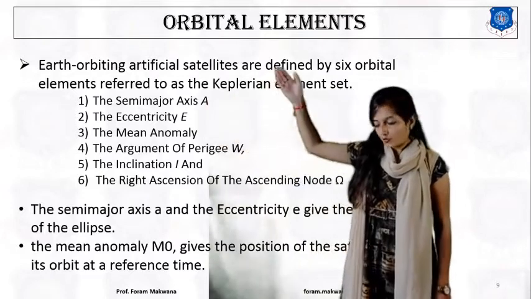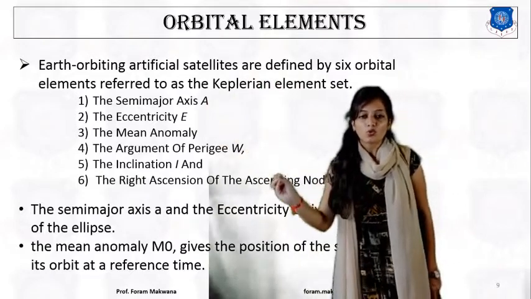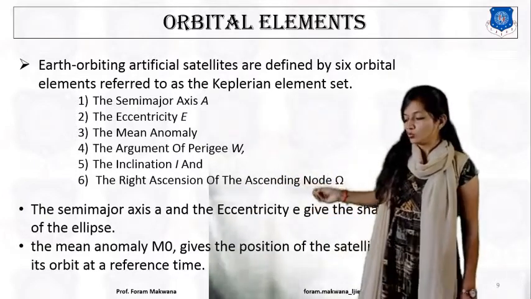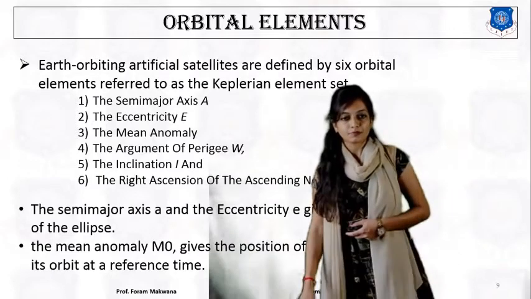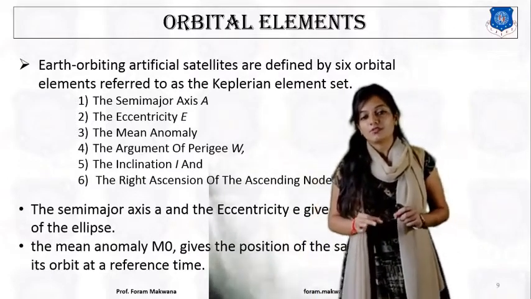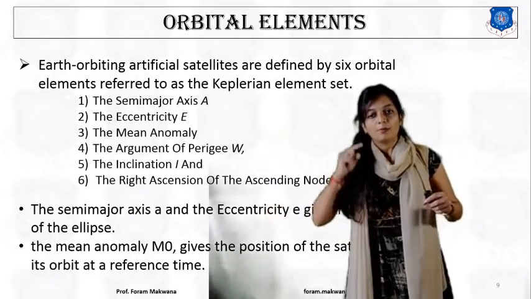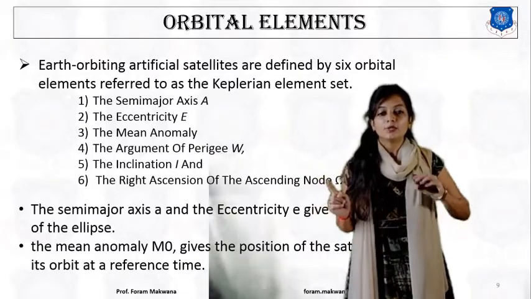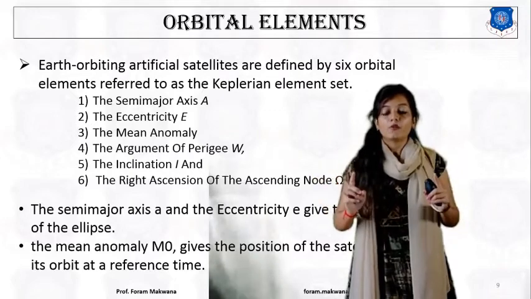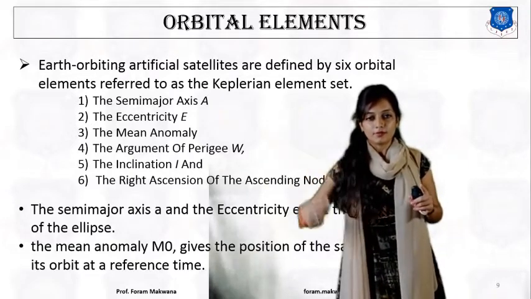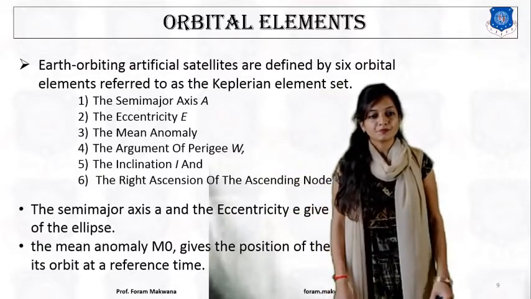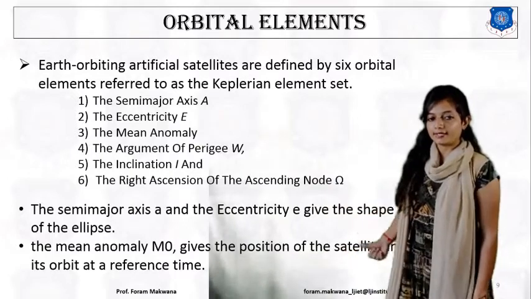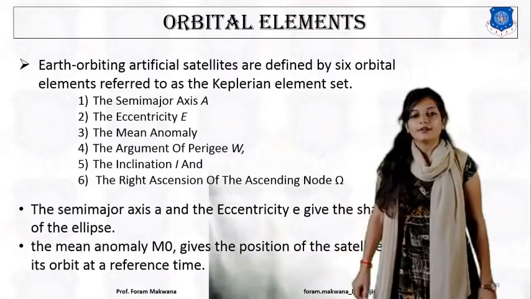We know the definition of all 6 orbital elements, but what is the use of orbital elements? So over here, the semi-major axis and eccentricity will give you the shape of the orbit. How? If the value of eccentricity is equal to 0, my shape of the orbit is circular. If it lies between 0 and 1, the shape of the orbit will be elliptical. Alright. Second, the mean anomaly, which gives the position of satellite in its orbit at reference time.